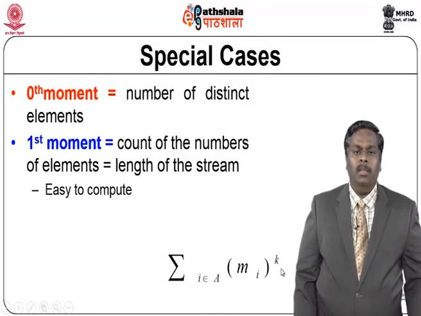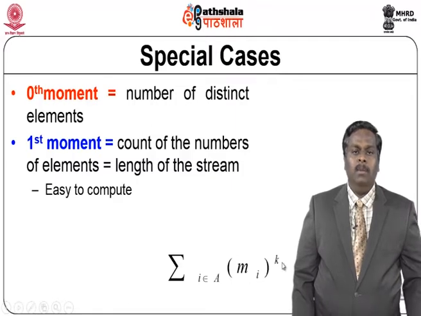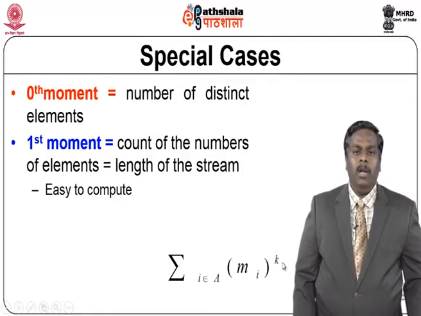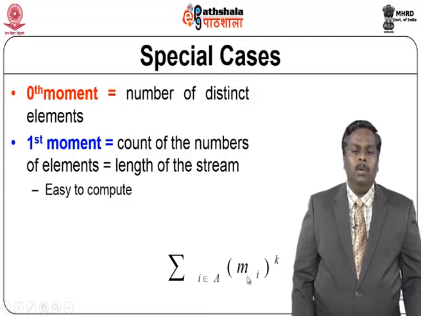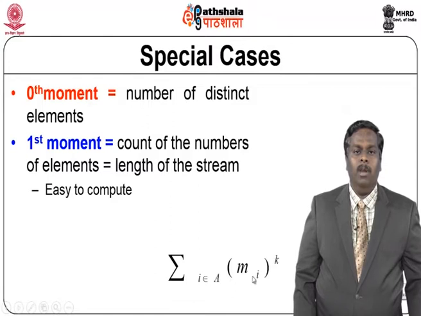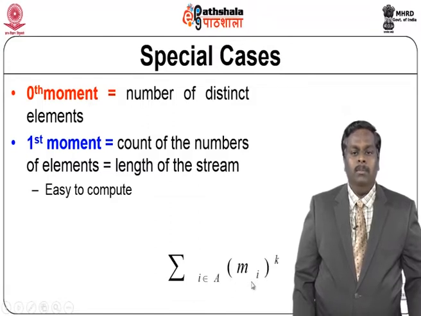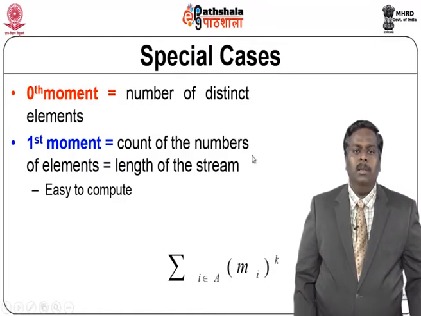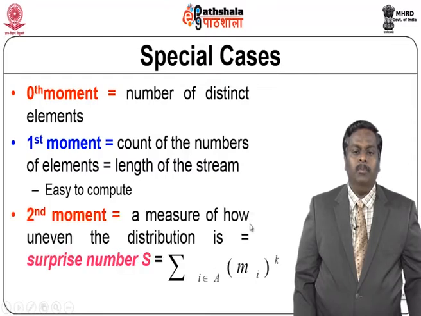For example, if there are 3 elements in the given stream and assume these 3 elements have occurred once each. So, the number of times the first element has occurred will be 1, the number of times the second element has occurred will be 1, and the number of times the third element has occurred will also be equal to 1. If all these values are raised to the power of 1, it is going to be 1 plus 1 plus 1, which is equal to 3. So, the 3 indicates the number of elements in the given data stream. In other words, it is also called the length of the stream. This is very easy to compute.